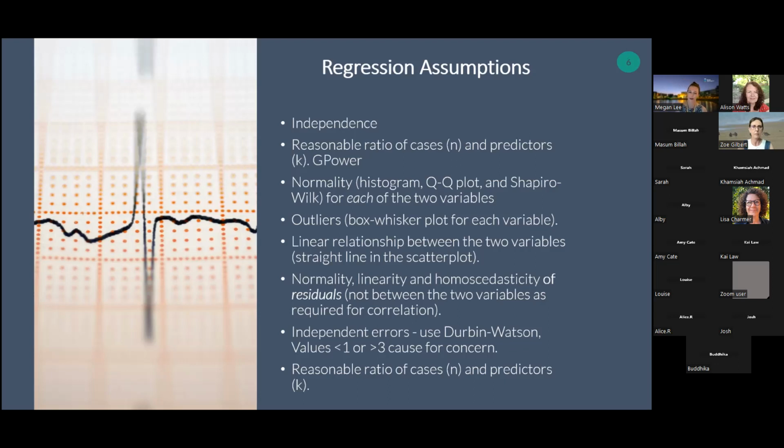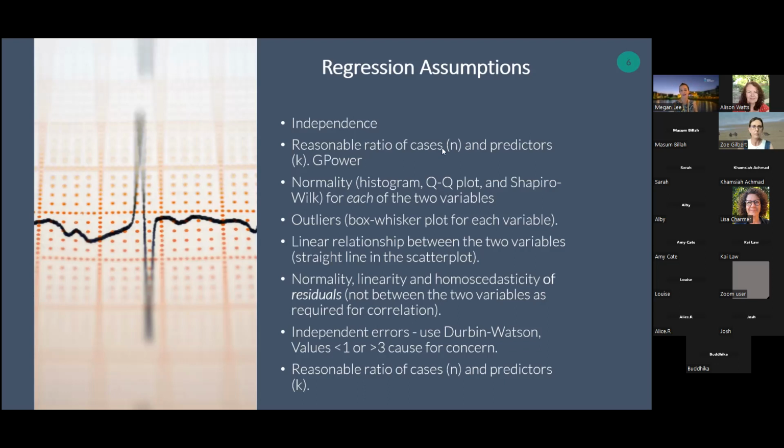In experimental research, the experiments should really not be done at the same time so that the participants don't influence each other. So independence is always met before you do your analysis, if you do your research design correctly.